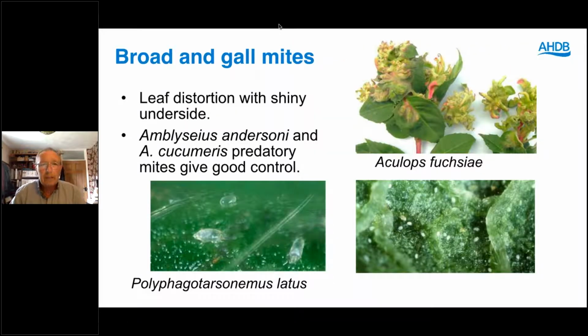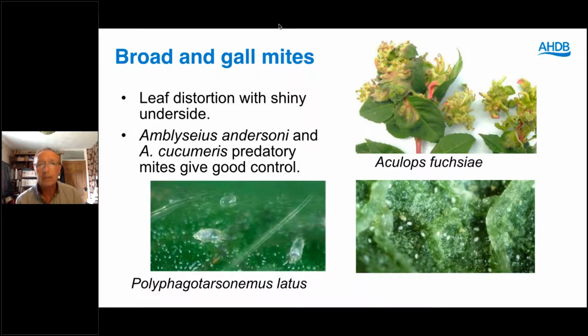Again, different mites, we're looking at the broad and gall mites. This would also include things like tarsonemid mites. These are minute. We're talking about a minimum of a 20 times hand lens to see anything at all. So your standard 8-10 times hand lens is not going to pick up these mites. However, the damage is quite distinct. It's usually a distortion, a twisting of the leaf veins, with a shininess on the underside.